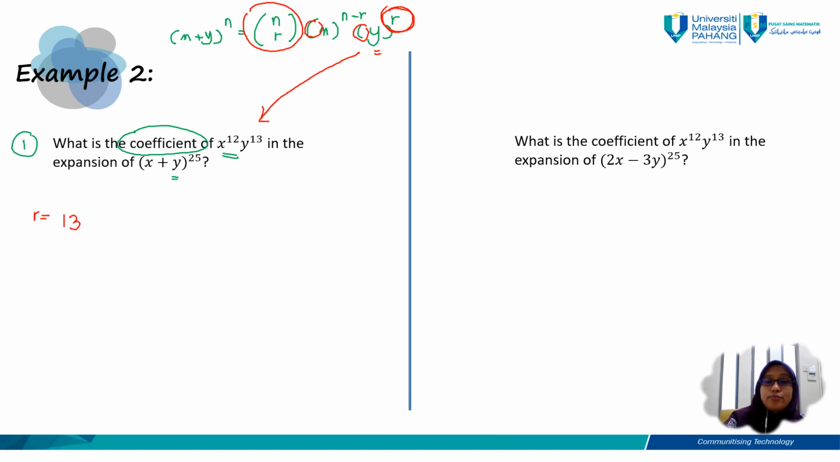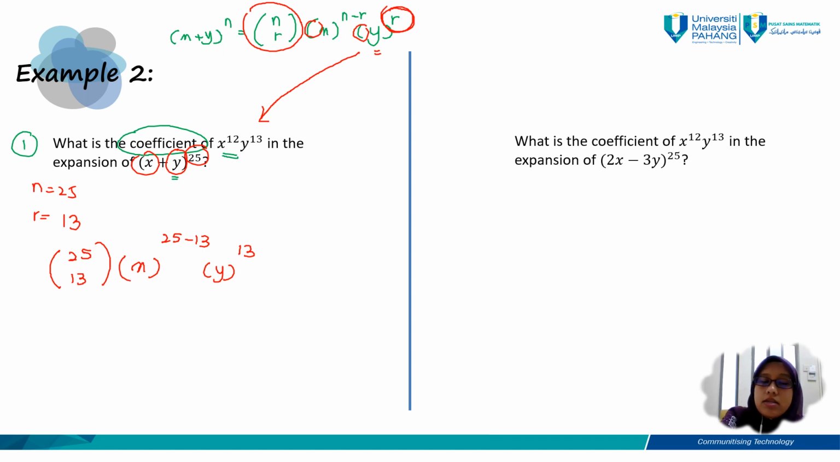So without expanding everything, by using this formula, I will have n. Our n is equal to 25. So I will have 25 choose 13, and x is x to the power of 25 minus 13, multiplied with y, this is our y to the power of 13.